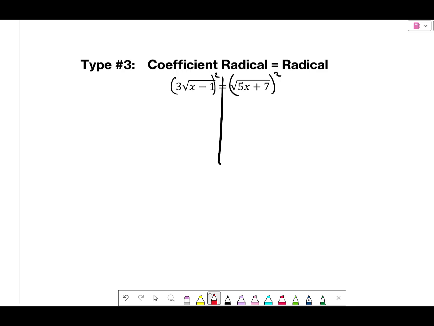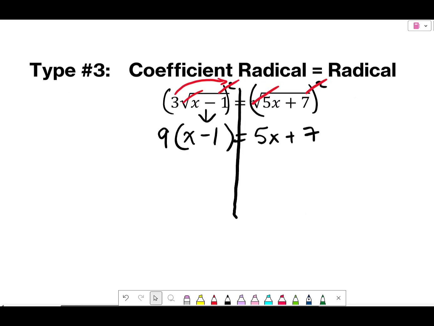You can't separate it. So this root does cancel that square, but you still have to square the 3. So this is actually going to become 9. And then we still have what's left over from the root inside, so x minus 1. On the right side, that one's easier. We just have 5x plus 7. On the left side, you're going to have to distribute and multiply. So I have 9 times x and 9 times negative 1. So I'm going to get 9x and minus 9.